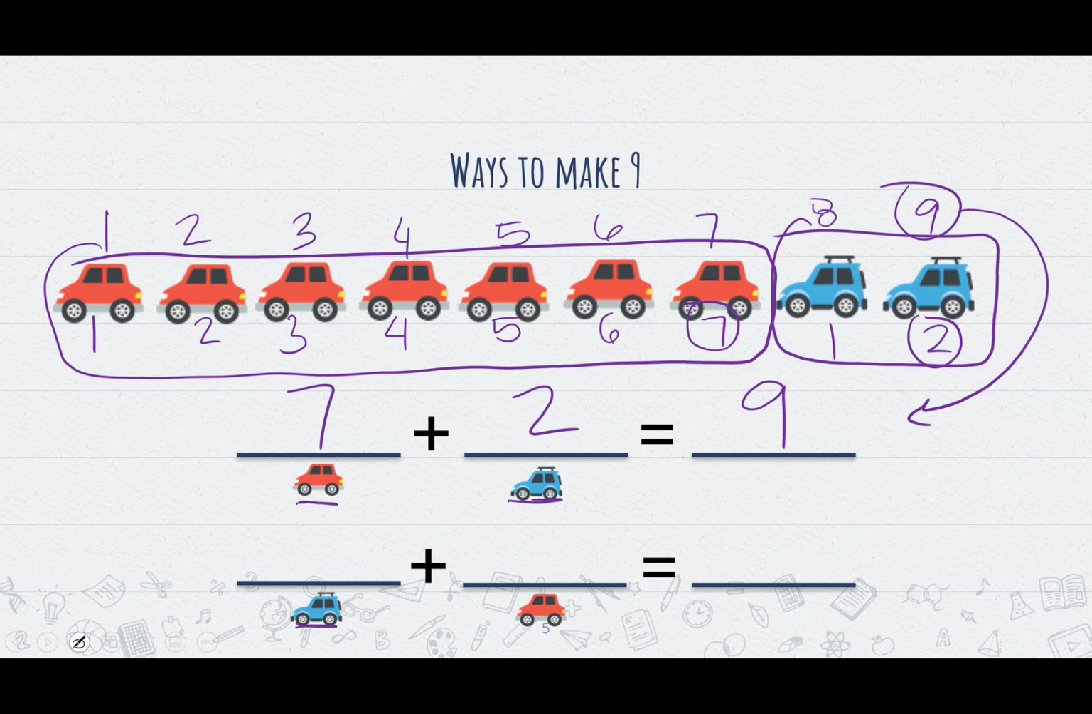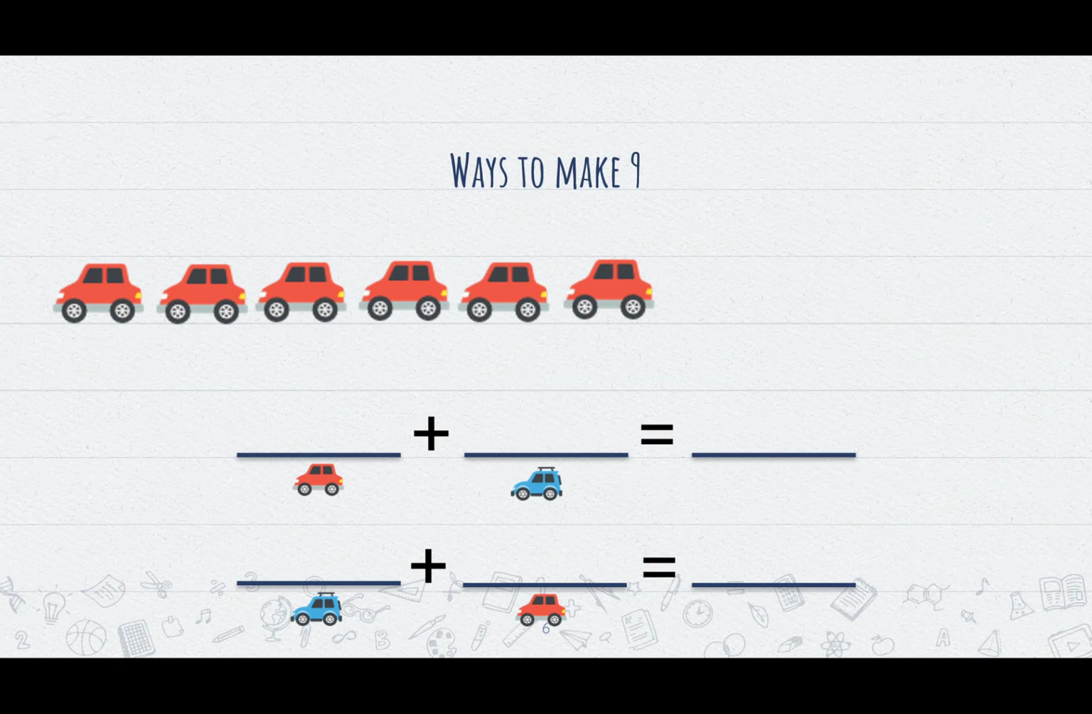And if we start with our blue cars, we'd have 2 plus our red cars, 7. 2 plus 7, put our two groups together, we have 9 all together. So let's go ahead and read those addition sentences again. 7 plus 2 equals 9, and 2 plus 7 equals 9.